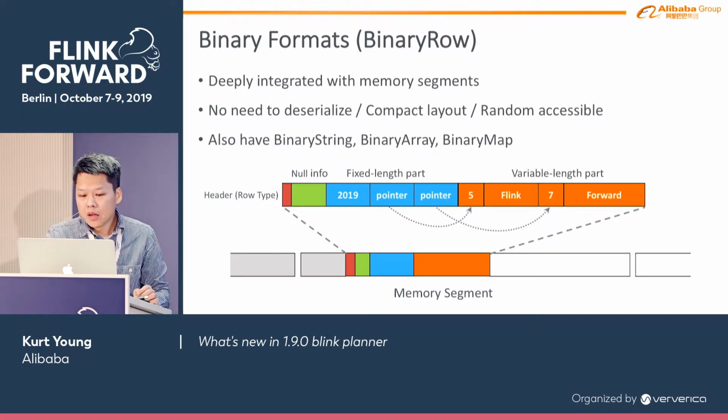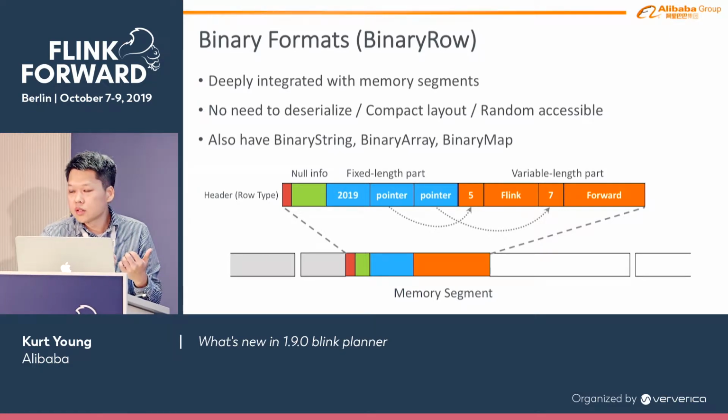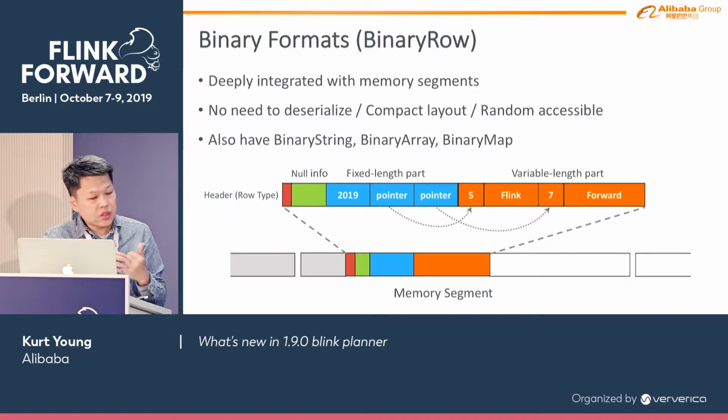So we started thinking about it. Given the fact that the row is typically encoded and stored in binary format in a byte array, why don't we just make a row whose data is actually the byte array? So we introduced this binary row.